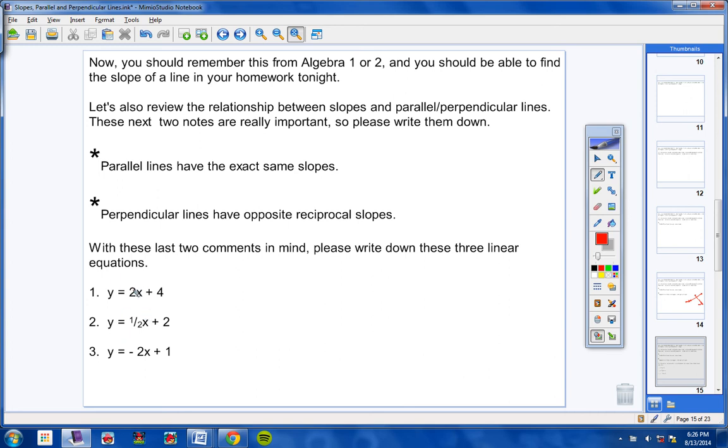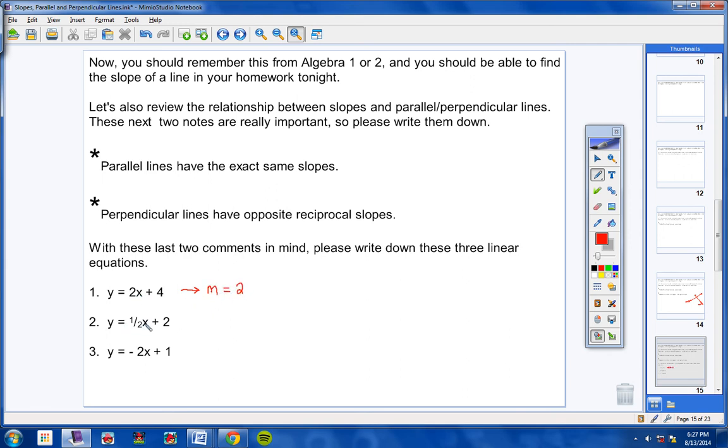Remember, in algebra, whenever y is by itself, then the number with x is always your slope. Let me say that again. Do you remember from Algebra 1 and Algebra 2? Whenever y is by itself, the number next to x is the slope. So y is isolated here, here, and here. In this equation, what number is next to the x, or what is the coefficient of the x? 2. So your slope is 2.